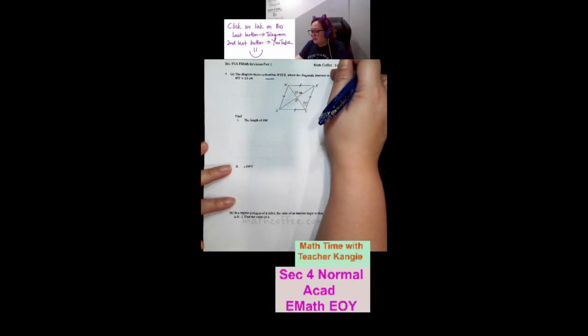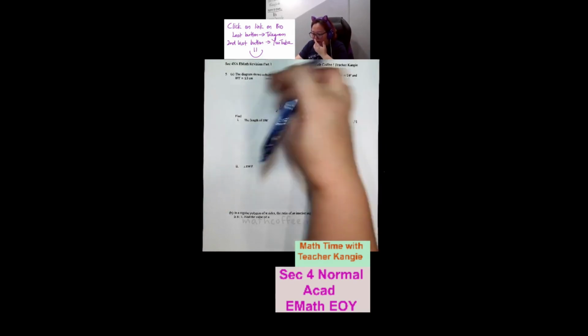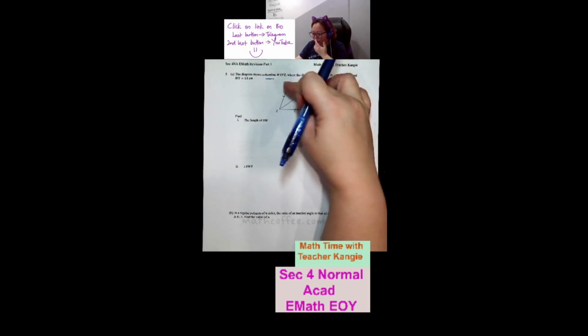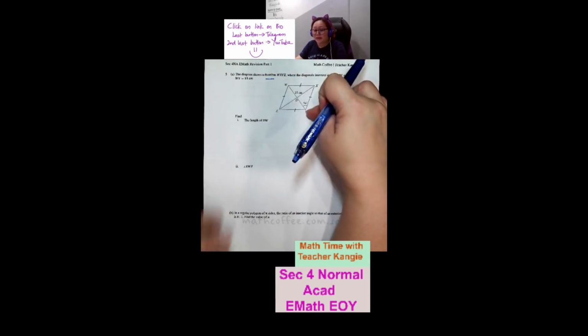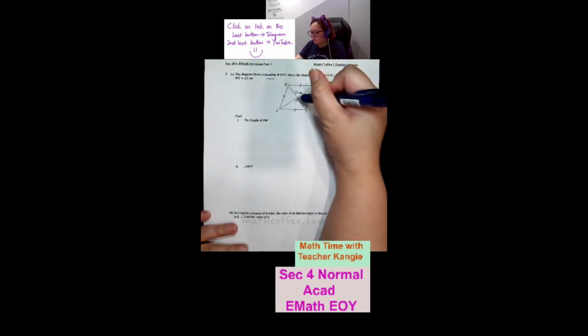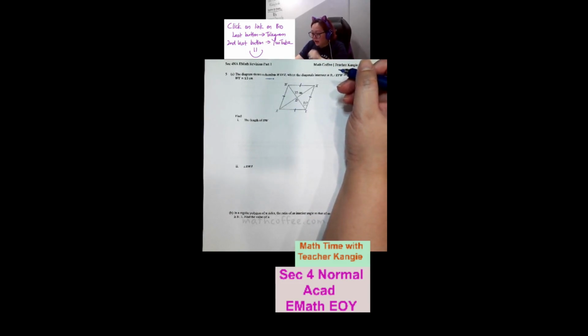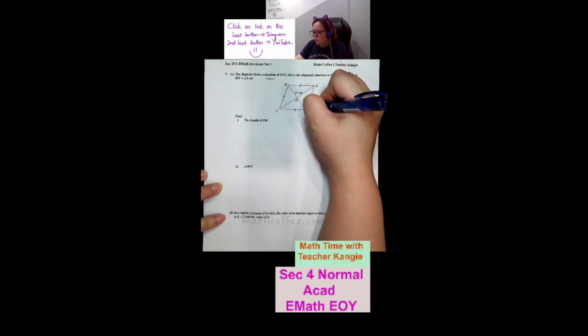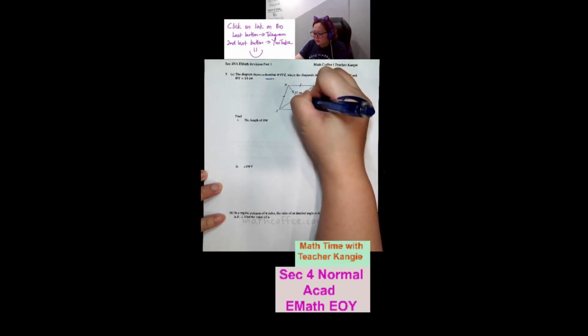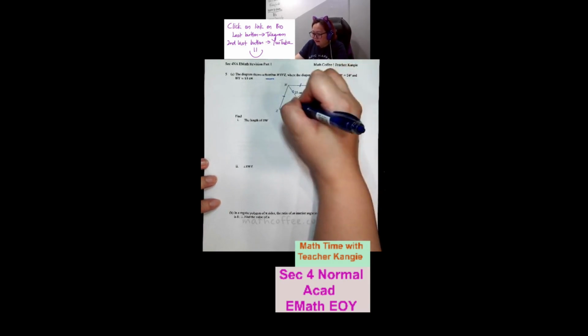Then they mention that the diagonals intersect at D. Okay, it's already there. 54, okay, and 15 cm WY. So the 15 cm is the whole diagonal. Now they ask you to find the length of DW. You need to know the properties of a rhombus: the diagonals bisect each other. So this WY is cut into half and half. This is called bisecting each other. And this is also half and half.